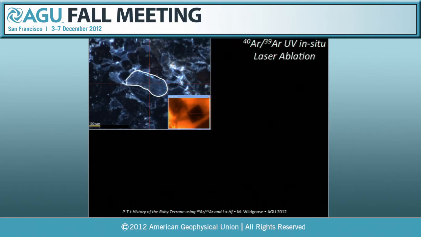And the next step we did was we did laser ablation on chips. So these were targeting zoned micas. This is a reflected light image of one of these chips. You can see it here in the corner, about 3 millimeters thick. And what we were really looking for were these zoned micas. So you can see here a dark core and then lighter rim.